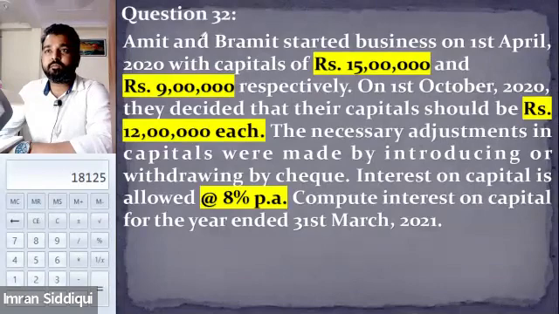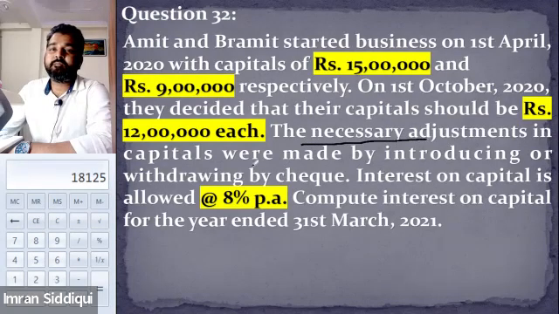There are two partners, both contributing 15 and 9 lakh at the beginning. Their capital balances stood at 15 and 9 lakh, but in the middle of the year, they suddenly decided that the capital balance for both partners should be 12 lakh each. And further, they decided that the necessary adjustments will be made. That means if any partner has contributed in excess of 12 lakh, he must be given authority to withdraw the excess amount. And if any person has contributed less than 12 lakh, then such partner needs to introduce further capital.